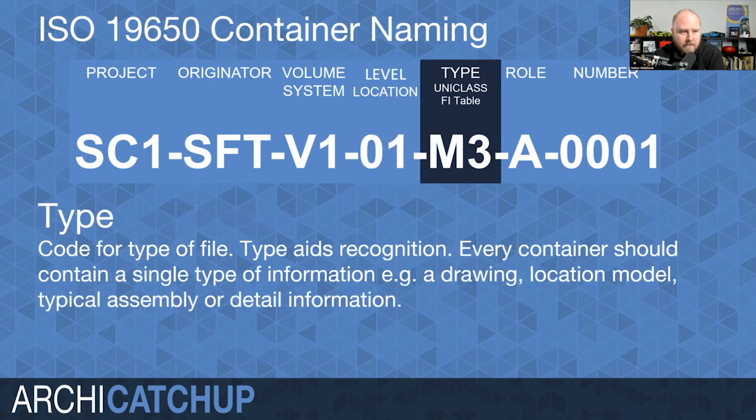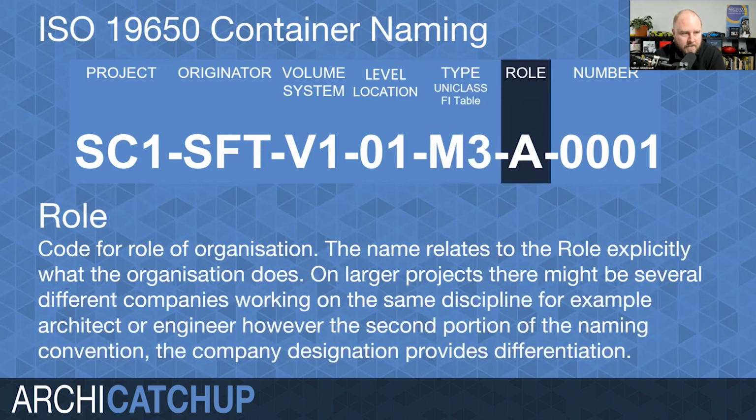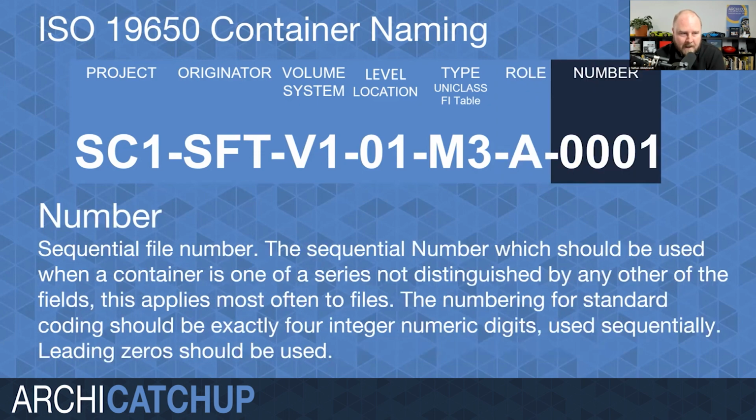Then we have a type, and this varies. So an ARCHICAD file would be an M3 file, which stands for model, a 3D virtual model. When we go into ARCHICAD, you'll see that this code has actually changed to a code called DR, which is for drawing. Then we have roles, and basically you have the overall role of the documentation in terms of whether it's architectural, structural, mechanical, electrical, etc. So they all have their own codes. And then we have a number which is essentially a sequential number that goes up.